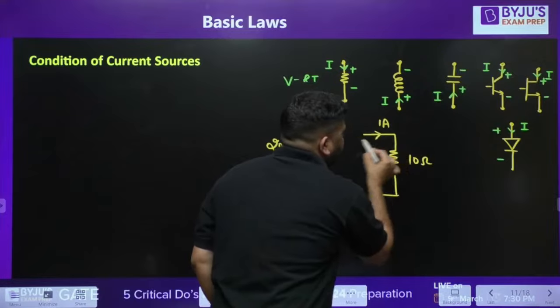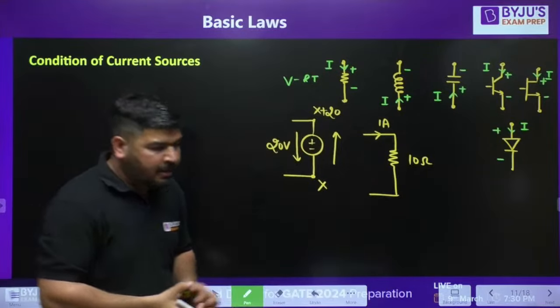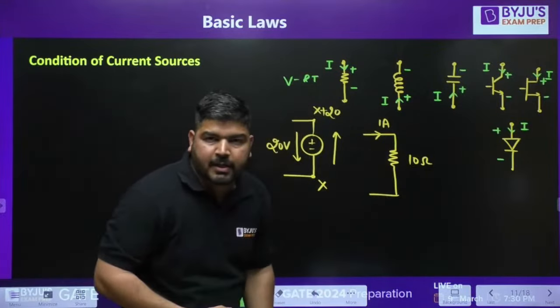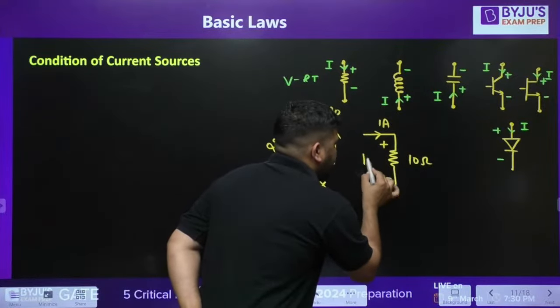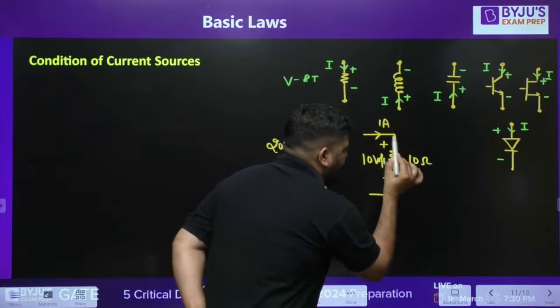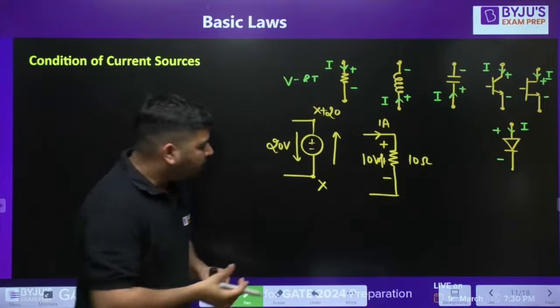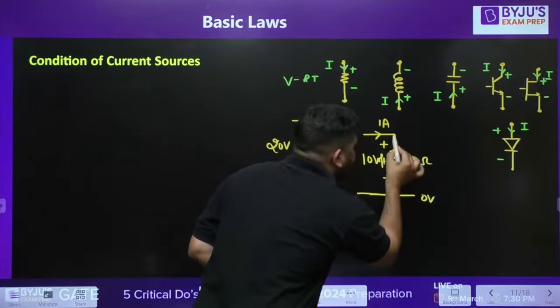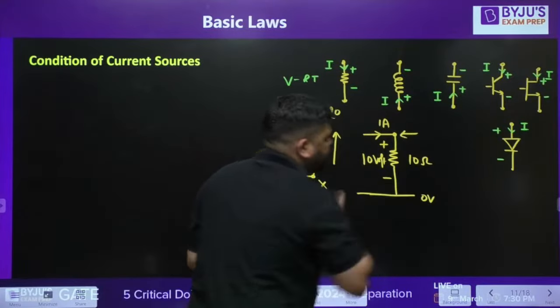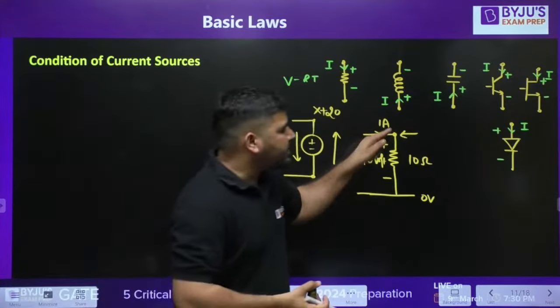So according to this direction of the current, what will be the polarity, guys? Tell me, what will be the polarity of the voltage across this resistance? This will be at plus, this will be at minus, and the voltage value will be 10 volt. I hope it is clear. Now, if you are assuming that this level is at 0 volt, what about this level? Can you tell me the voltage of this level, guys?